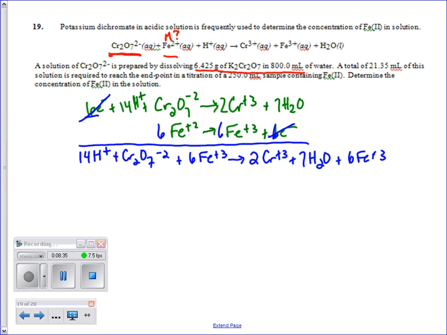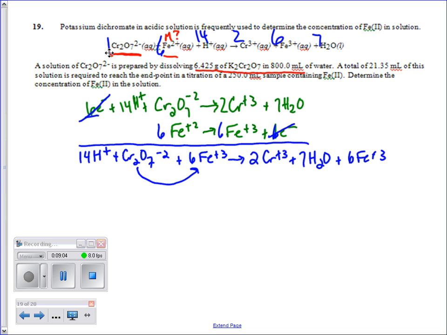So all I have to do is take these coefficients now and put them into the equation above. I have a 1 there. In front of my iron +2, I have a 6. These are really the only 2 coefficients I'm concerned with because I'm looking for the relationship between this and this. But I'll go ahead and finish writing them. 14 goes there, 2 goes there, iron +3 is a 6, and water is 7. So that's my balanced equation.